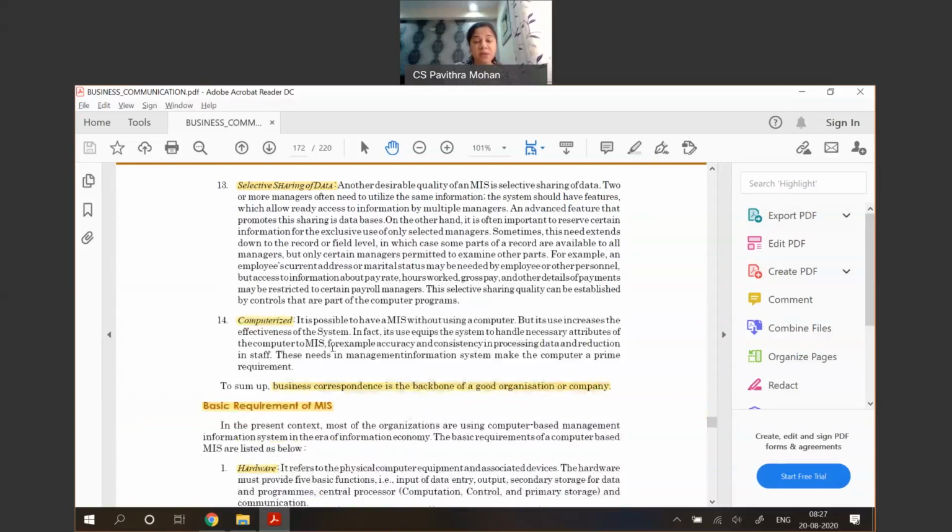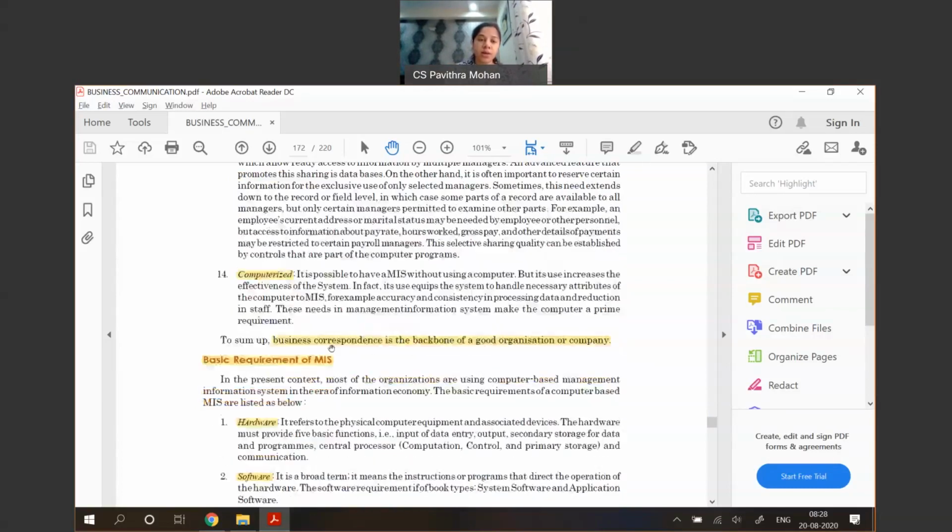Then you have selective sharing of data. If I'm in the finance department, I can't access the entire purchase department information. I told you already, whatever is required for my usage, only that data I can collect and use. Then you have computerized. The entire system works with the help of computers. So computers become very important in managing or implementing an MIS system.